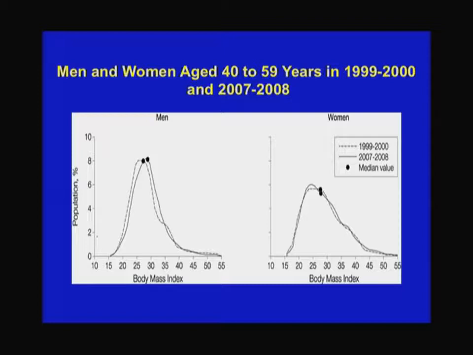And that's shown here in these two curves, the two dots representing the means of the decade of 99-2000 and the more recent 2007-2008. So in the last decade, the mean body mass index and the shape of the curve has not changed very much. So that's pretty interesting, and that's true in both men and women.